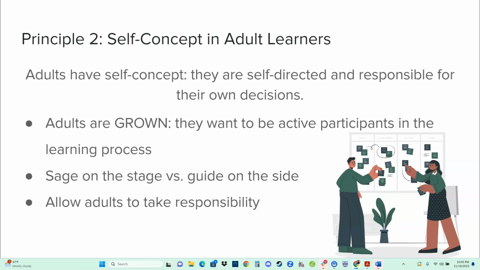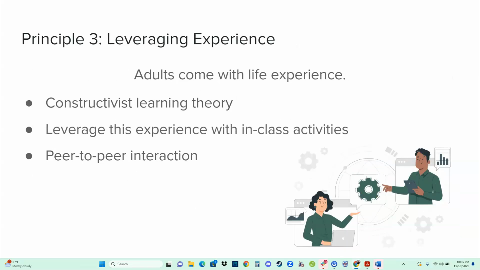That's a very, very powerful tool. So let's go more into the idea of leveraging experience, because that is our third principle. We know that adults come to our classes with real world and real life experience. That's something that we can leverage to benefit the learning environment.